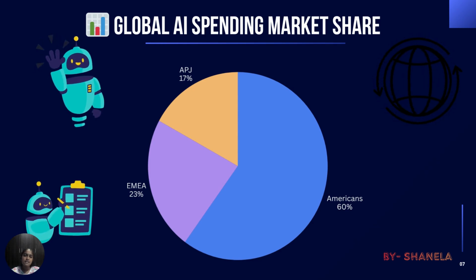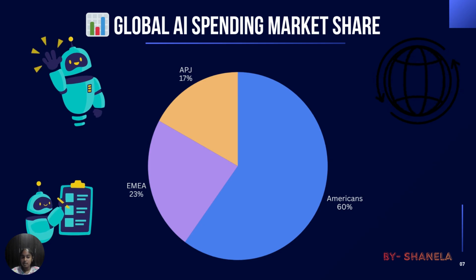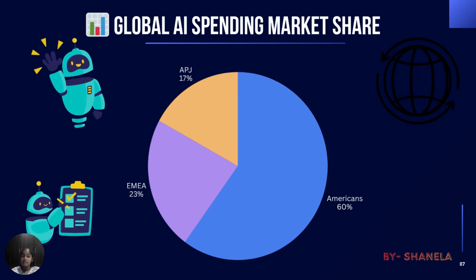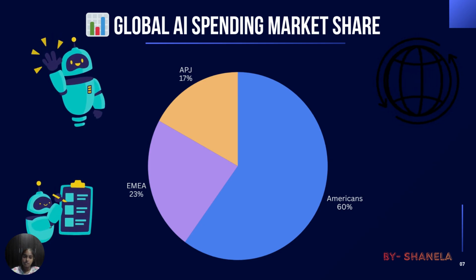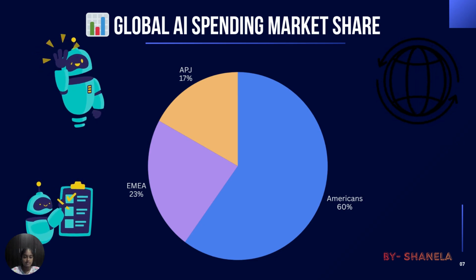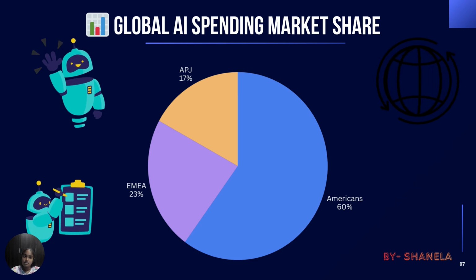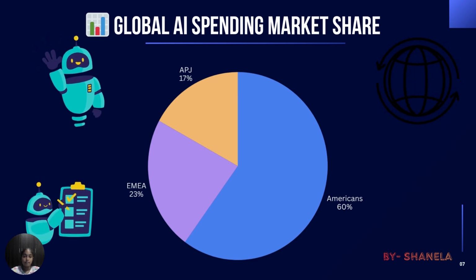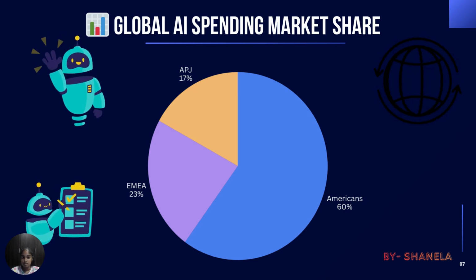Now, let's take a step back and see how AI spending is spread across the world. Different regions are investing at different levels, and this chart gives us a clear picture of where the momentum really is. The Americas, with 60%. This is the largest share. The US and Canada dominate AI investment because of their strong tech ecosystems.